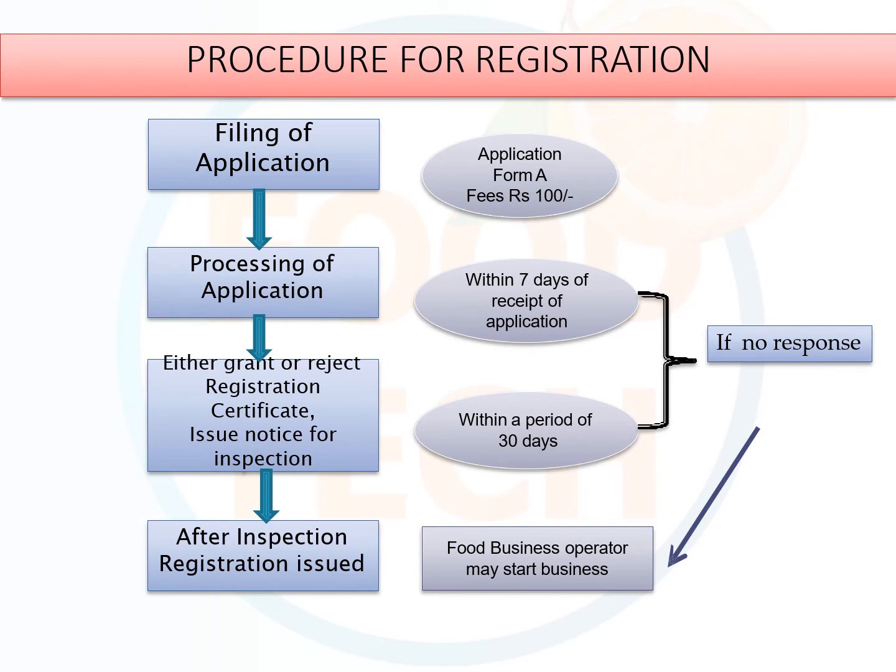So this is the procedure. You have to file an application, then the application is processed, and either the registration certificate is granted or it is rejected. If, after inspection, it is issued. So this is the crux of the registration procedure. The application form we have to fill costs 100 rupees, and we get a receipt of application in 7 days. Then within a period of 30 days, that is 1 month, we can get the registration certificate. In case there is no response, the food business operator may continue with his business.